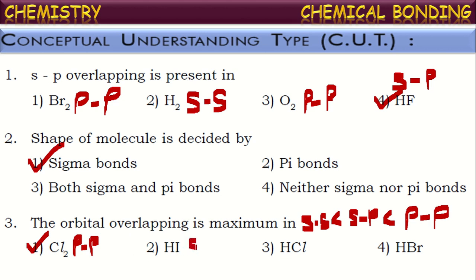In this, hydrogen has a half-filled s orbital which overlaps with the half-filled p orbital of iodine. So we can say HI contains sp overlapping. In a similar way, HCl also has sp overlapping, and even HBr also has sp overlapping. Only pp overlapping is found in the Cl2 molecule, in which the overlapping of atomic orbitals is at maximum extent. Okay, next one.